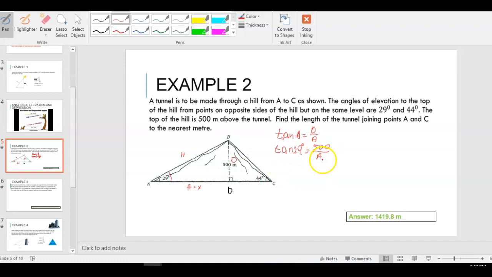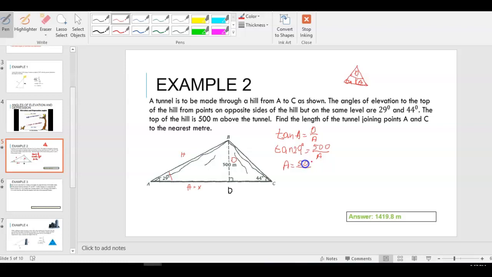Okay, so how we're going to do that? Multiply by A both sides, or if you remember the triangle, the pyramid. So we have tangent here, here is opposite, and here is adjacent. We need adjacent, so we're going to cover that. So A equals, then we have O over tangent.